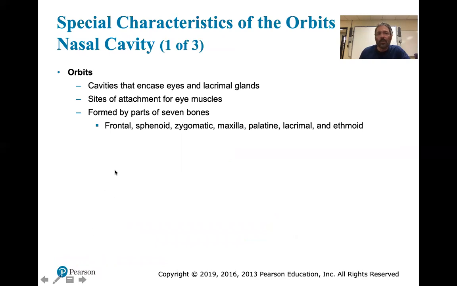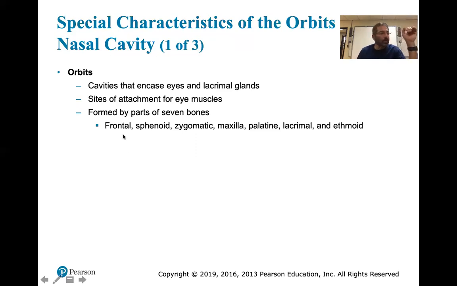Right, so the orbits are cavities that encase the eyes and lacrimal glands. Lacrimal glands, once again, are what make your tears. They're sites of attachment for eye muscles. We'll talk about the muscles later: the superior, inferior, medial, and lateral rectus are the muscles that actually cause the eyes to move back and forth. And one's going to be on a little pulley, and we'll see that. The orbit is formed by parts of 7 bones, and there are the 7 bones there.